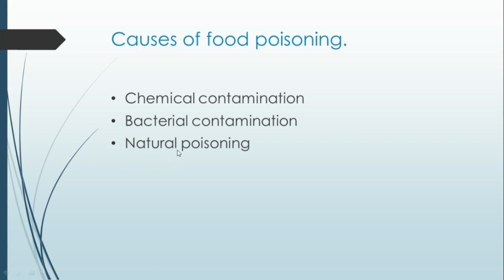Now there's natural poisoning. Natural poisoning is a cause of food poisoning that commonly occurs in badly stored grains. When these grains are stored in damp conditions, or when they are not left to dry completely, they produce poisons. They are called aflatoxins.